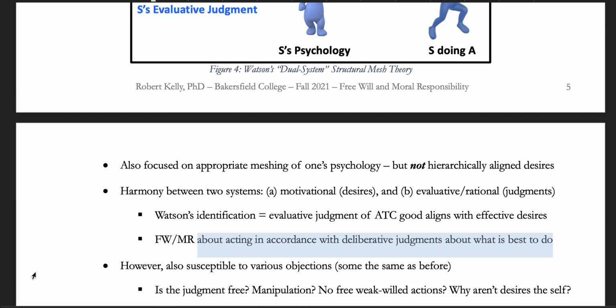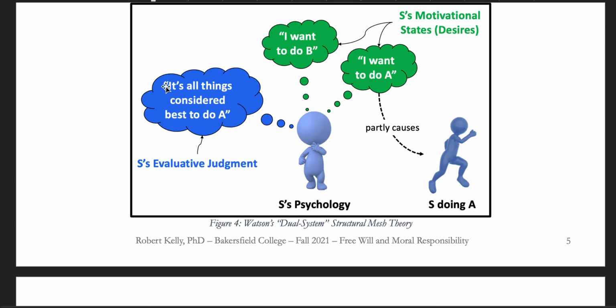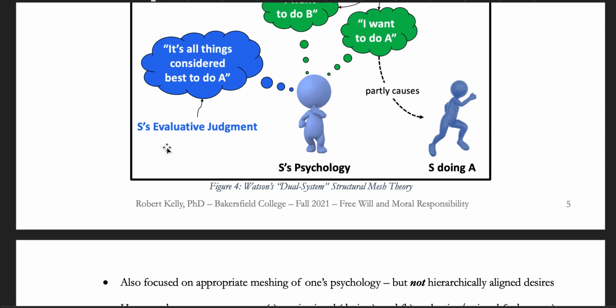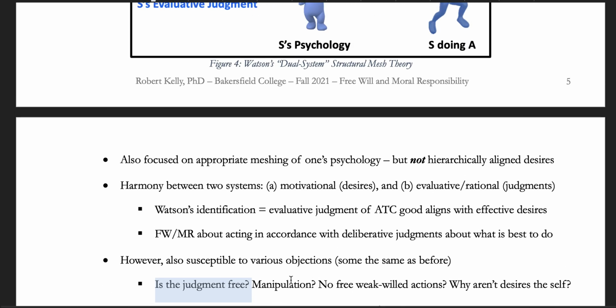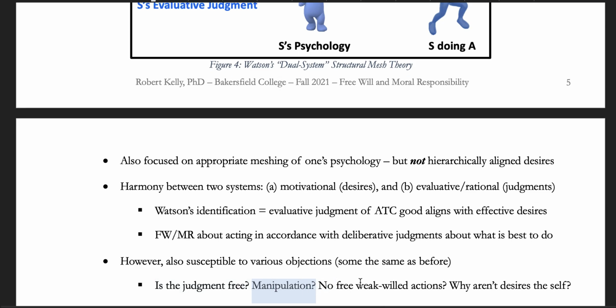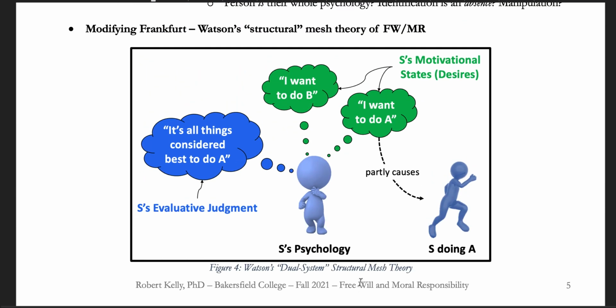Okay. Now it's also susceptible to objections, many of them the same as before. Is the judgment free? Why don't we have to ask whether this is free? Or the way that they came about, right? Manipulation. Is manipulation a worry here? Seems like you also get no free weak-willed actions, because if you consider everything, considering all the evidence, you think it's best to do A, right? But then now imagine you just do B. It's like the weak-willed thing again, right?